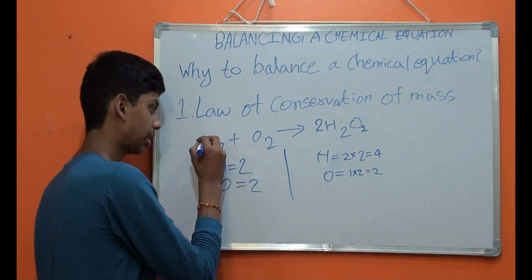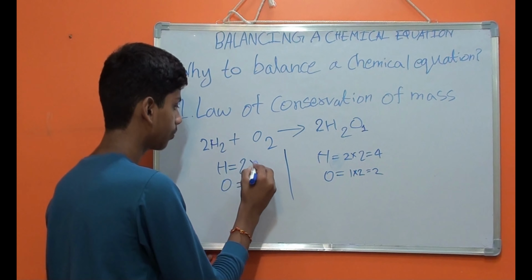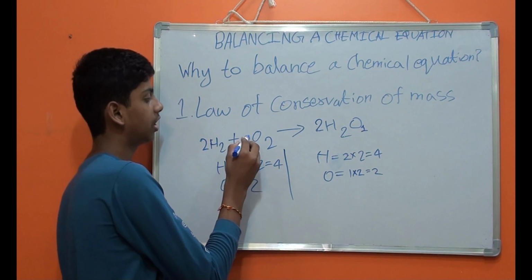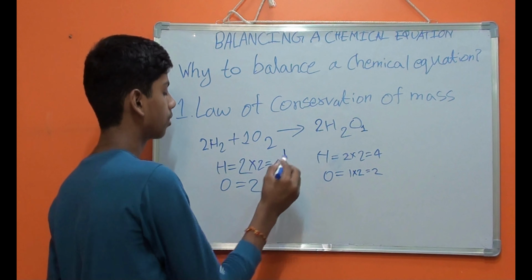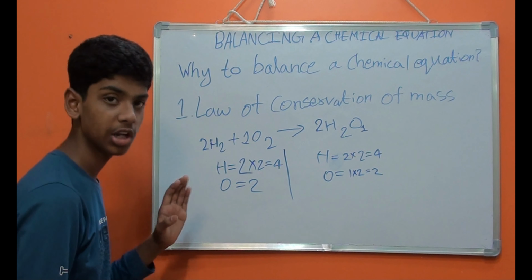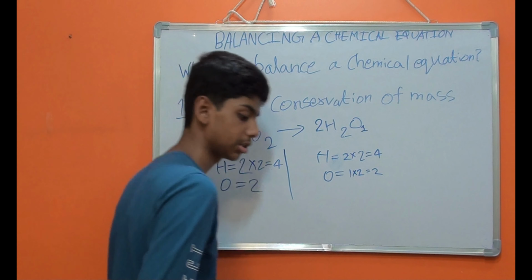So we balance it again by writing 2 over here. So now this is balanced. And if there's nothing, you should write 1. So finally this equation is balanced. So now let's see some more examples on how to balance a chemical equation.